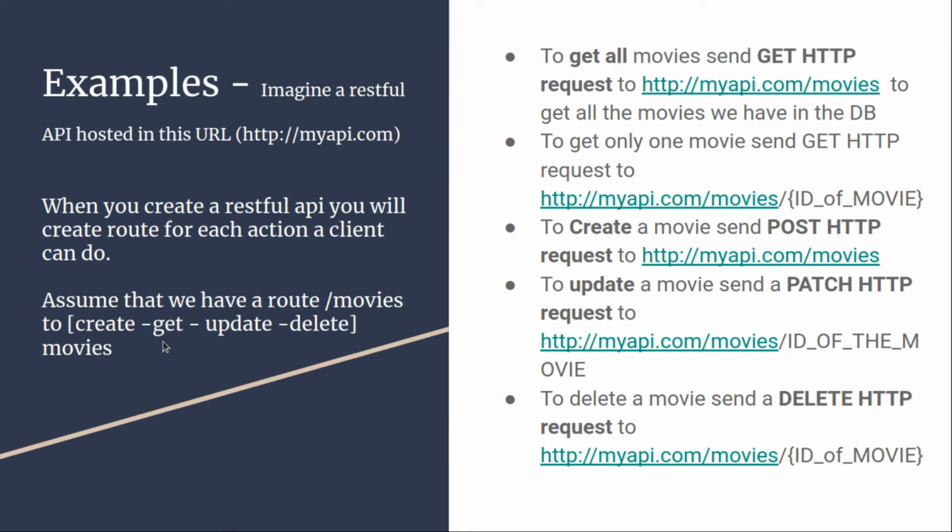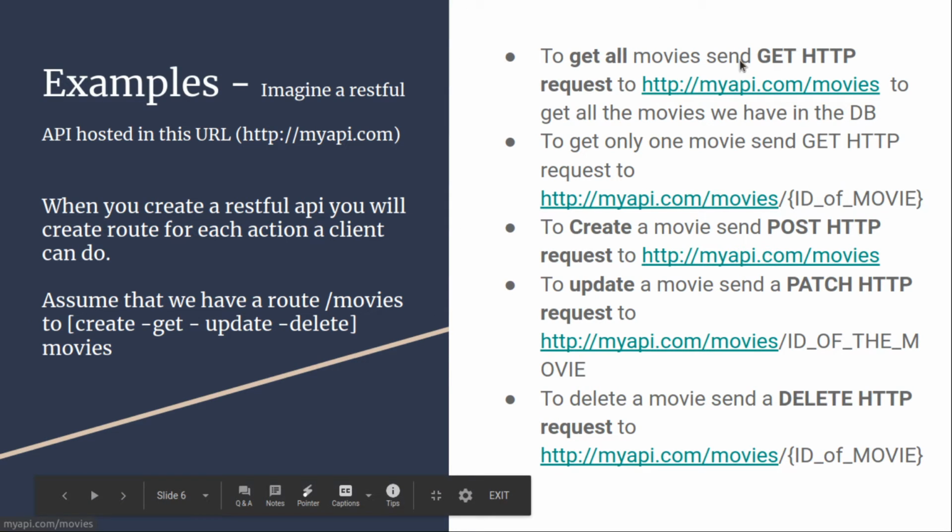Create to create a movie, get to get a movie or get all movies, update to update that movie, delete to delete a specific movie. And these are the routes for this, you can say, entity in our database through the RESTful API.